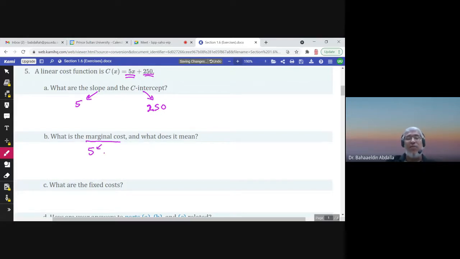What does it mean? Well, 5 can be written as 5 over 1, and this means that each one more unit produced costs $5. So this is the meaning of the marginal cost, because it is delta C over delta x. If the number of units increases by 1, the cost will increase by 5.